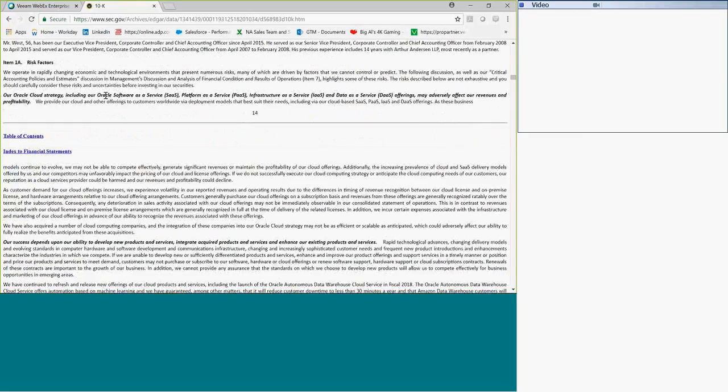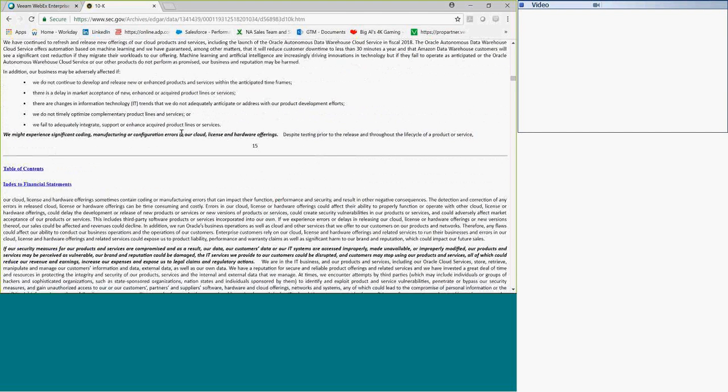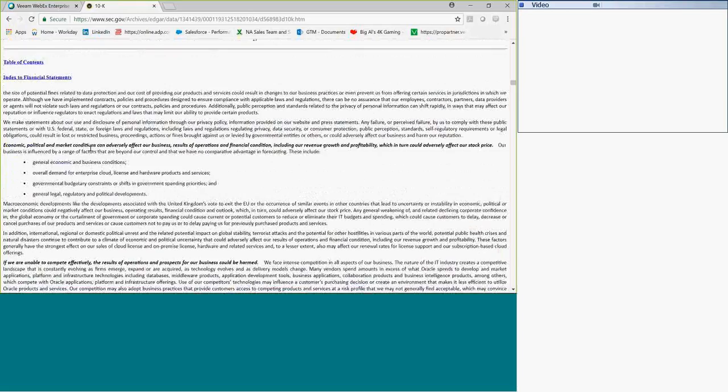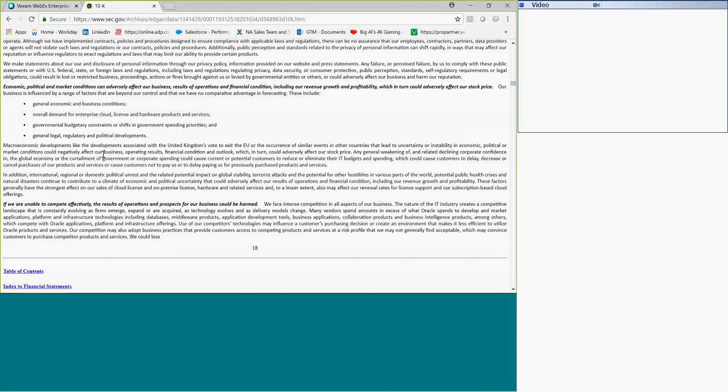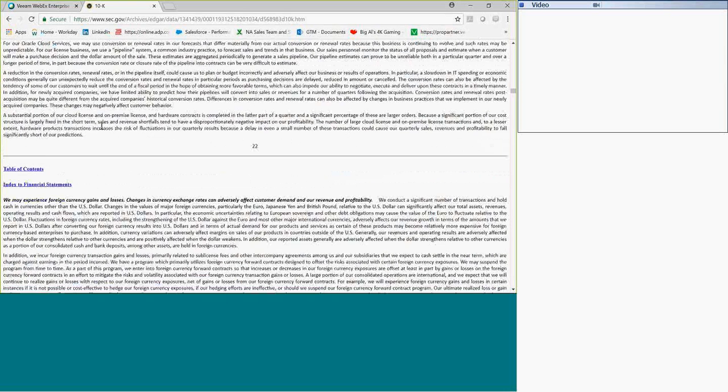So they start with Oracle's cloud strategy. Okay, that's probably pretty tangible. Our ability to develop new products and services. By the time you go to the bottom, there'll probably be stuff like the economic, political, and market conditions. That's basically anything that could happen on Earth ever for any reason, and so forth. So anyway, there's the list of risks.